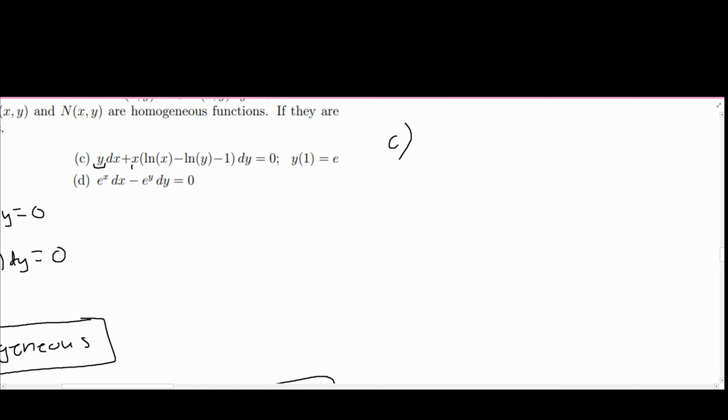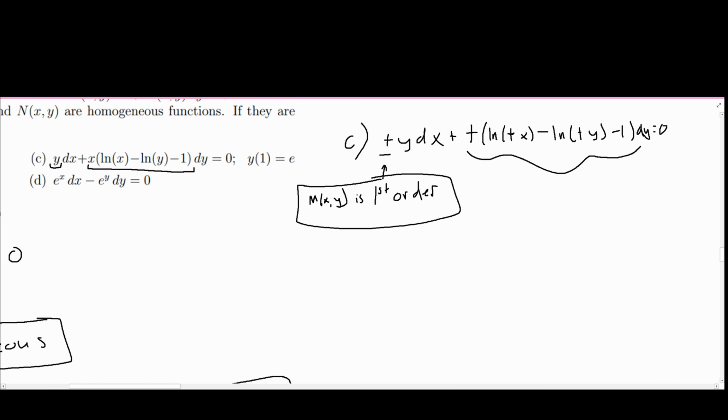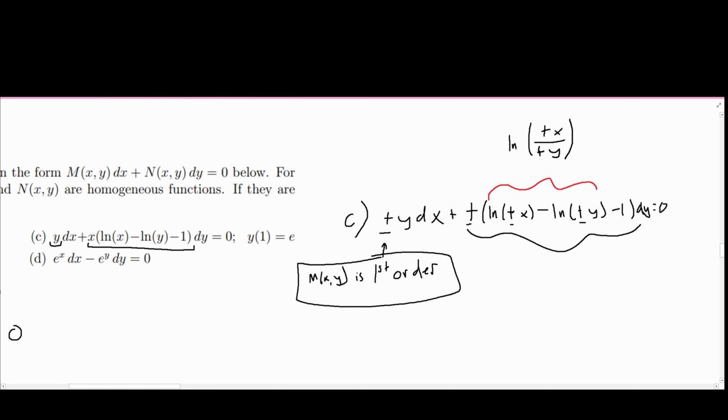Now we solve for C, and looking at this, we can see that this is our m, and this is our n. So after we write this, we need to find out what order it is. So since there is a t right here, m of x comma y is first order. Now for this part, we need to see what it is. We have one t out here, and we have a t in here, and a t in here. We can actually combine these ln's to be ln t x over t y. This is a rule of ln.